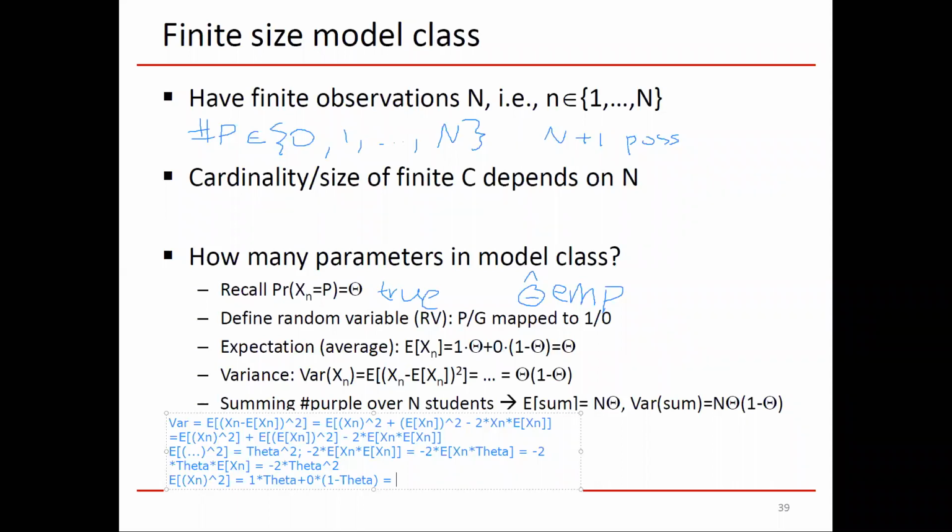So overall, the expected value of the square of xn is theta. And finally, combining all these things together, the variance is theta plus theta squared minus 2 times theta squared. The theta squared and the minus 2 theta squared add up to negative theta squared. So it's theta minus theta squared.